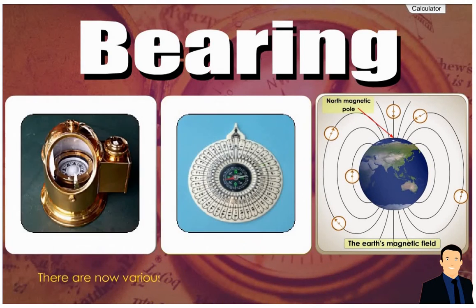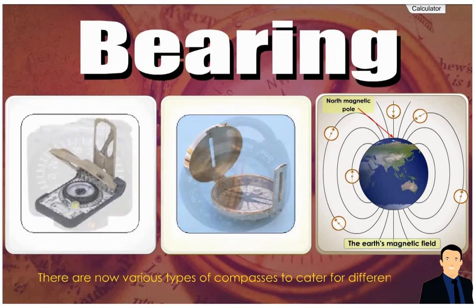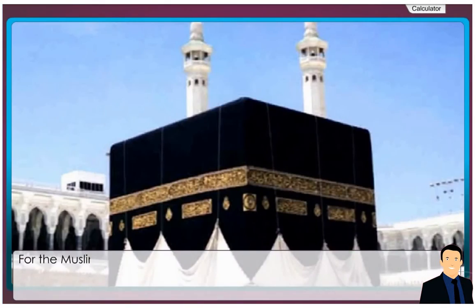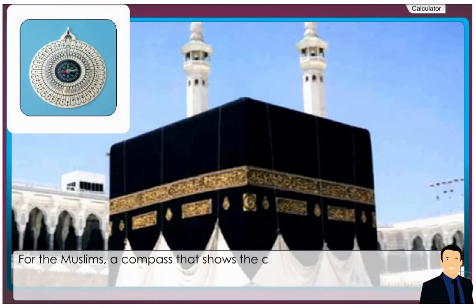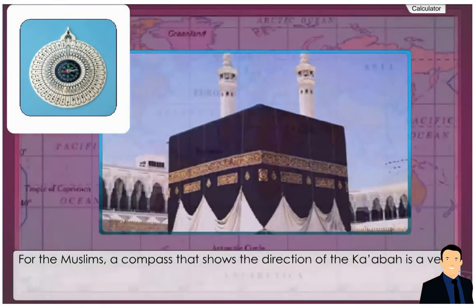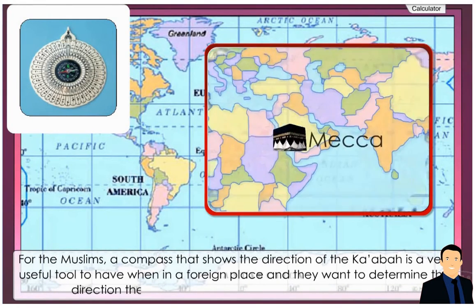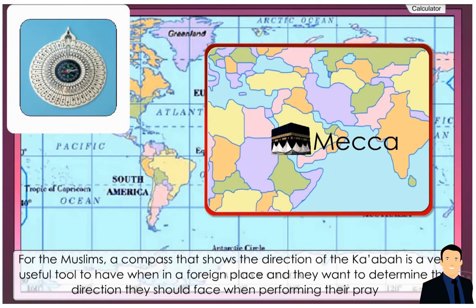There are now various types of compasses to cater for different needs. Can you think of any of these different needs? For Muslims, a compass that shows the direction of the Kaaba is a very useful tool to have when in a foreign place, and they want to determine the direction they should face when performing their prayers.